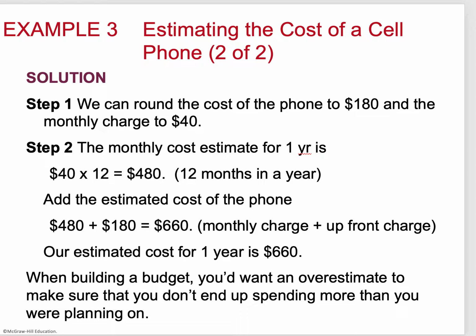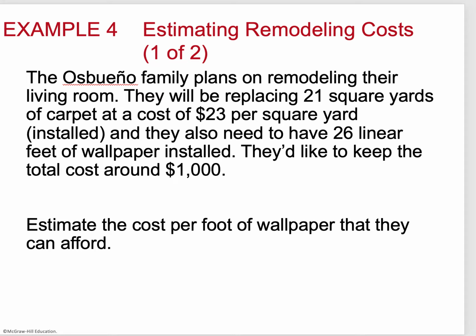Then I have to add in that additional yearly cost of the phone. So that'd be $480 plus $180. So roughly that's $660 for 1 year. Now, I rounded up to 40. I rounded up to 180. So it's going to be an overestimate, which is what we want to do when we budget, because it's better to overestimate your expenses than to underestimate them.